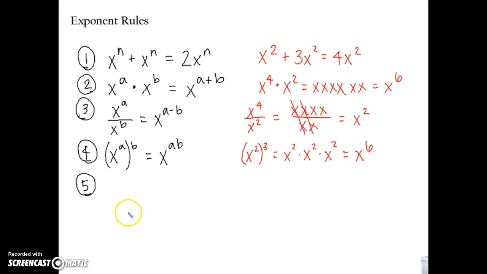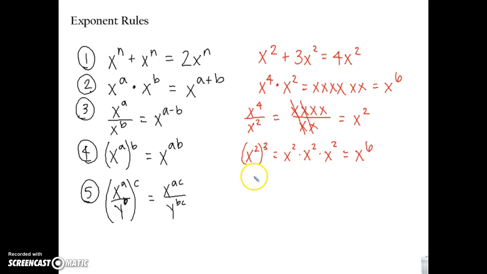All right, example 5. You might have x to the a divided by y to the b, whatever exponents, raised to a c power. Now we don't have the same bases, so we can't subtract yet, but we can distribute this exponent to both. So this would become x to the ac over y to the bc, because we ended up having x to the a raised to the c power divided by y to the b raised to the c power.